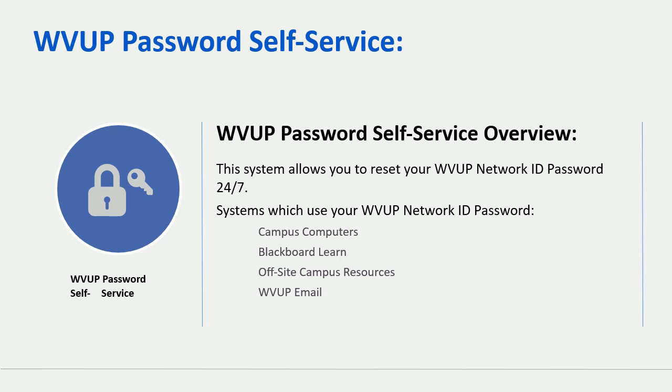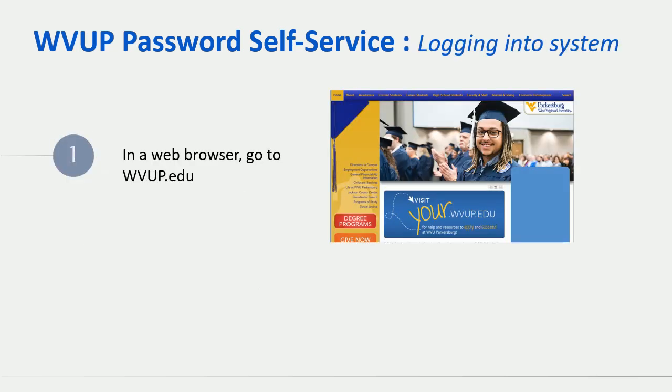WVP Password Self-Service. The Password Self-Service system allows you to reset your WVP network ID password 24/7. Systems which use your WVP network ID include, but are not limited to, campus computers, Blackboard Learn, off-campus resources, and your WVP email.